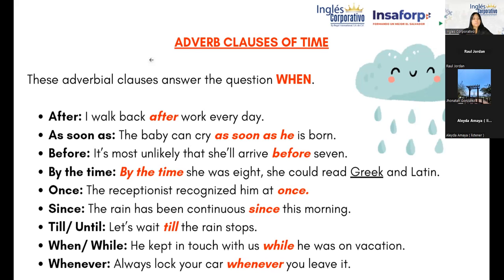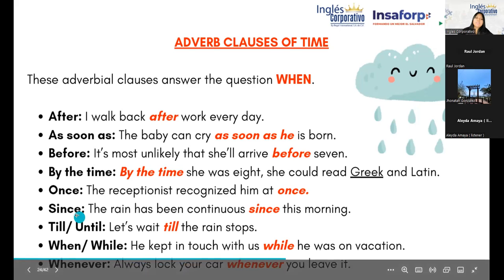Let's wait till the rain stops. When or while he kept in touch with us while he was on vacation. Whenever. Always lock your car whenever you leave it. Okay. Very good. Just pronunciation of this one, since. Okay, since.